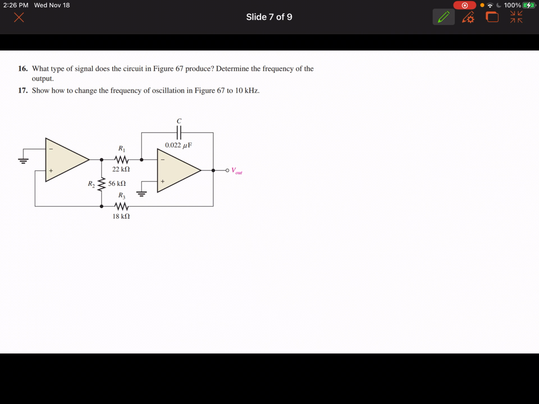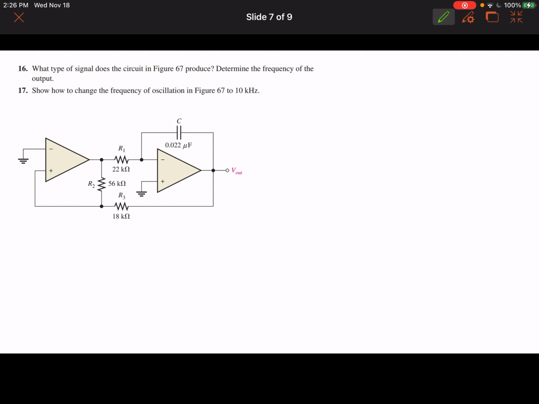Okay, so for this problem, we have two questions. What type of signal does the circuit in figure 67 produce? That's the circuit, the figure that you can see here. Determine the frequency of the output and show how to change the frequency of oscillation in the same figure to 10 kilohertz. Okay, so this is a triangular wave oscillator.